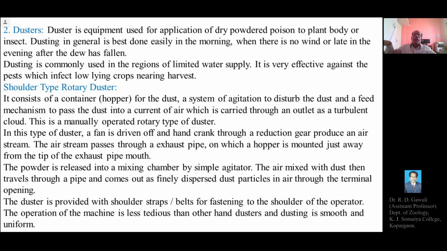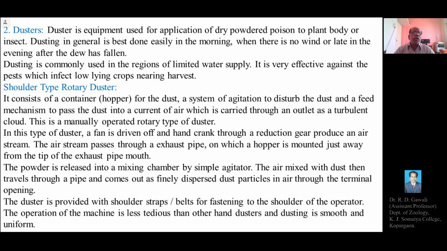So the powder pesticides are usually used on the low-lying crops. This is very easy to apply because the powder pesticides will directly reach the surface of the plants or these low-lying crops, and this will not cause any harm to the operator while dusting the powder pesticides.